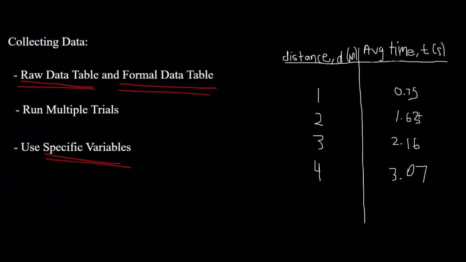So we're always going to have the independent on the left, dependent on the right. And you can see I've named it, I have put the symbol, and I've put the units because units are essential in physics. They may not be as important in math, but in physics they are going to be much more important. And since this is a formal data table, you can see I have average time.